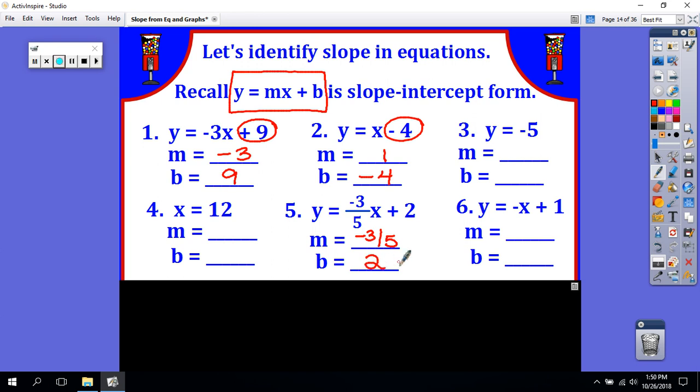All right, number 6. I'm going to have to call on someone this time. Number 6, Zach, what did you get for the slope? Negative 1. Good, that didn't trick you. The negative sign in front of x we know represents a negative 1. And give me this y-intercept. What did you get, Katie? Positive 1.